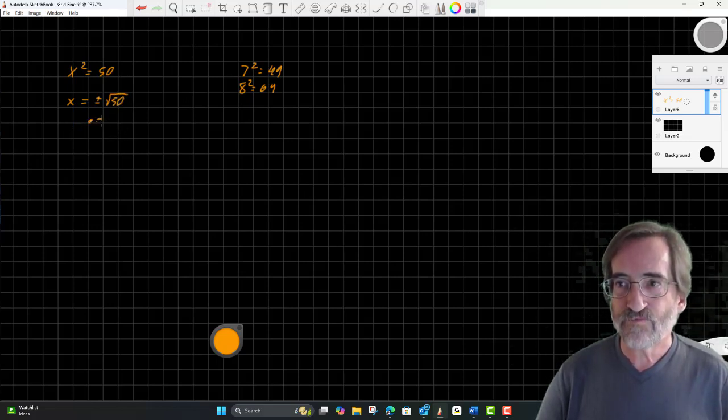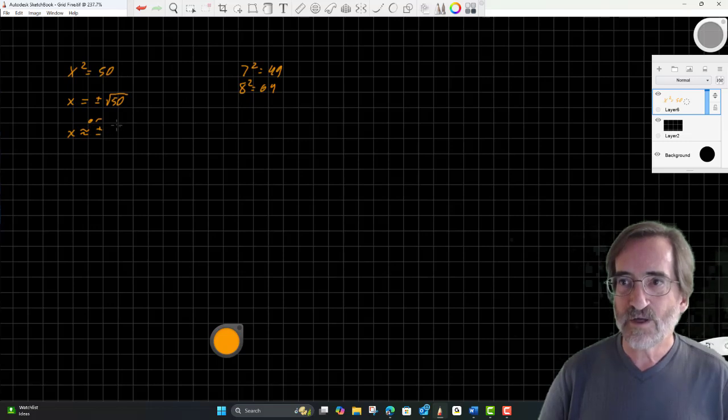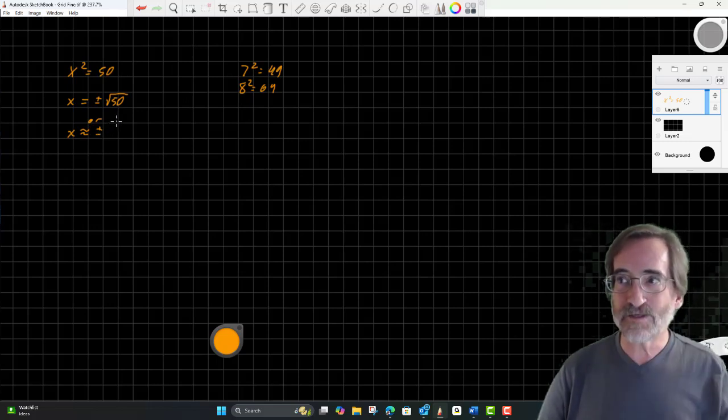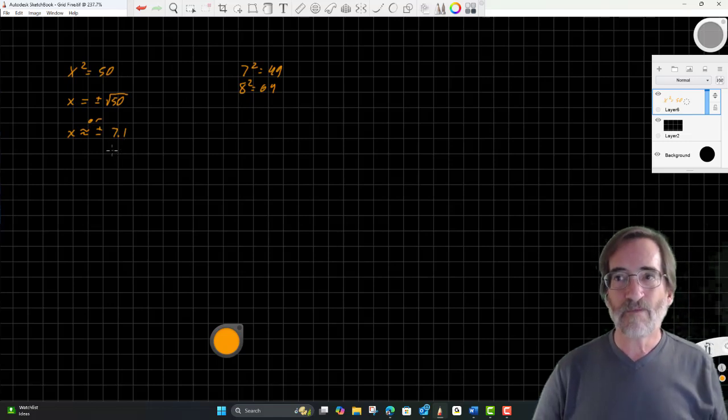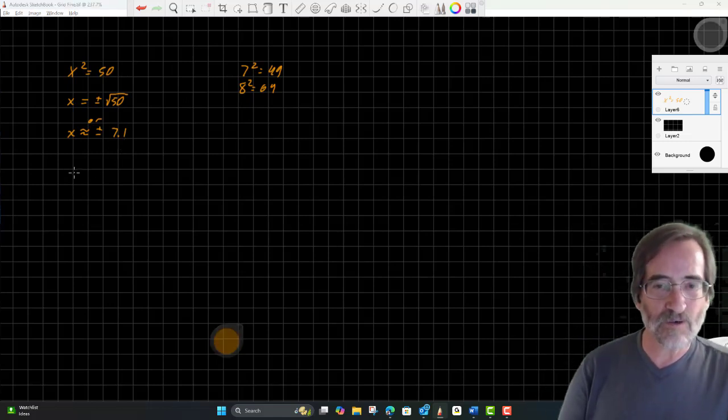Or if we want an approximate solution, we use a wavy equal sign for approximately. Square root of 50, I'm going to guess, is somewhere close to 7, but closer to 7 than to 8, so maybe 7.1. Okay? If you want to check with a calculator, we can do that.